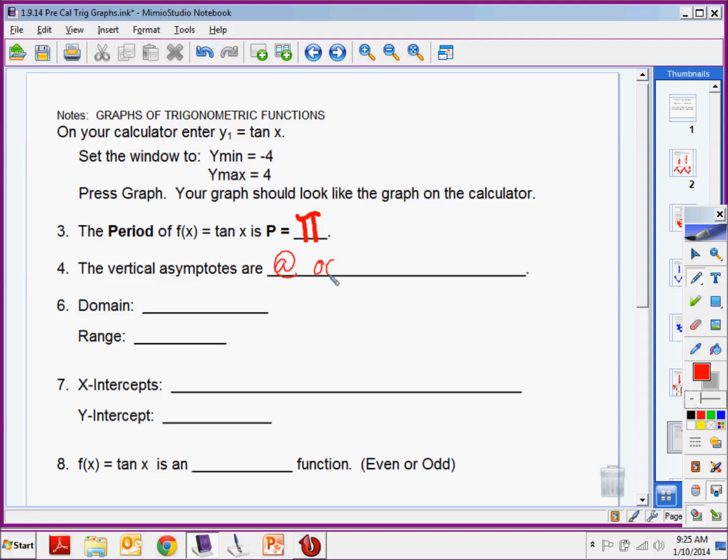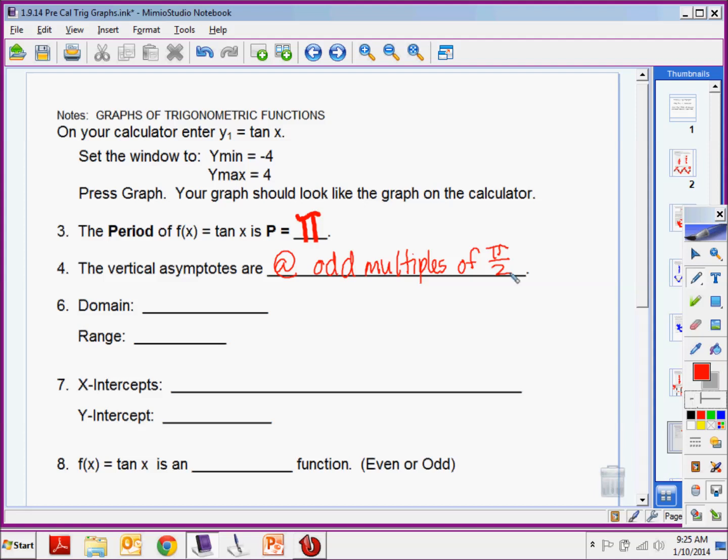At odd multiples, guys, of pi over 2. No, this is my asymptotes. My vertical asymptotes are at odd multiples of pi over 2. So if I did pi over 2 times 1, pi over 2 times 3, pi over 2 times 5, pi over 2 times 7, pi over 2 times 9. Those are called what kind of numbers? Odd. Okay? Those are my odd numbers. That's why it says odd multiples of pi over 2.